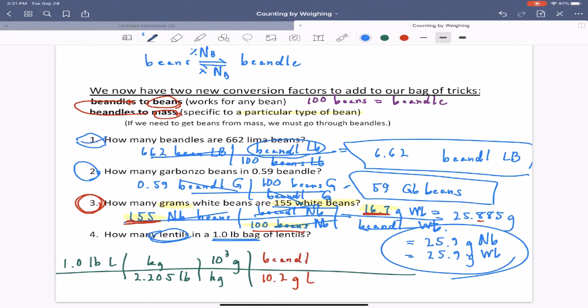And now I'm just going to use that grouping idea. A beandle means 100 beans. What kind of beans? We're talking about lentils. When did that matter? That only matters for the step where we use the beandiotic table.